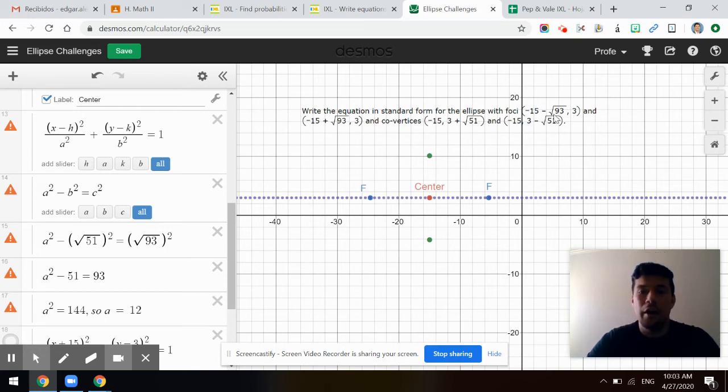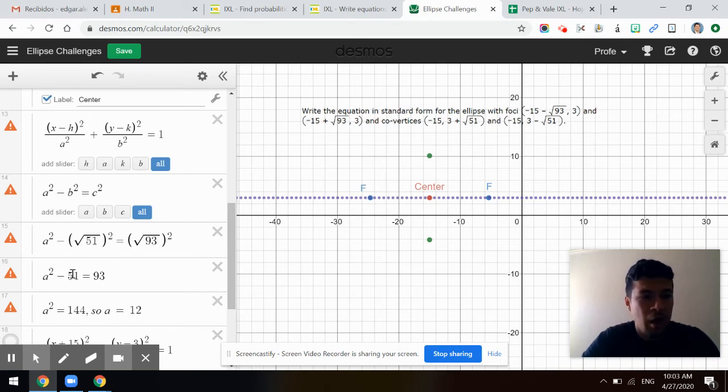It looks like from my center to my foci, I'm adding or subtracting the square root of 93. So I can fill out the square root of 93 for my c value, my distance to the foci. I can fill out the square root of 51 for my distance to the covertices, because it gives me the square root of 51 in the information. So really all I have to do is solve this equation for a squared.